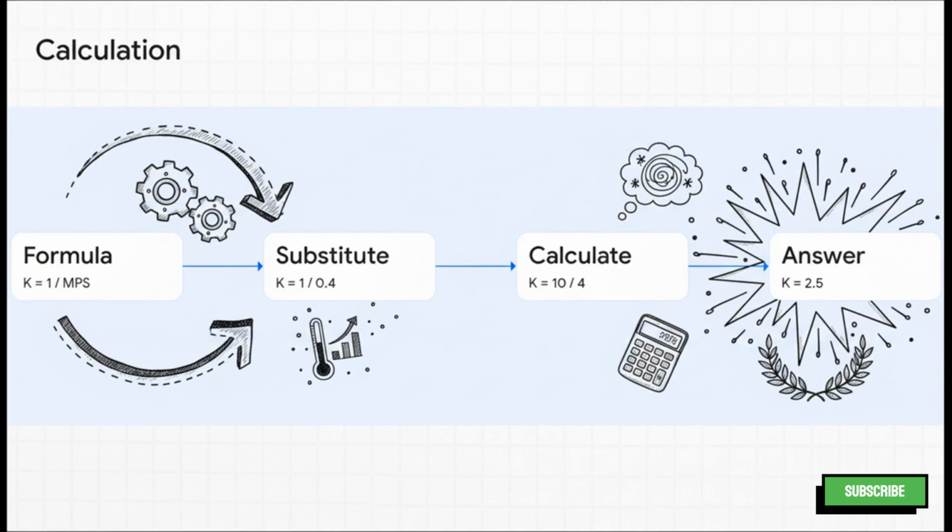We start with our formula, K equals 1 over MPS. We just substitute the given value, 0.4. A little bit of simple arithmetic, dividing 1 by 0.4 gets us our final answer, 2.5.